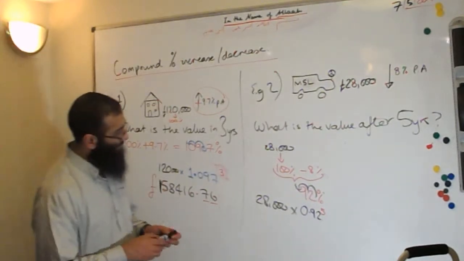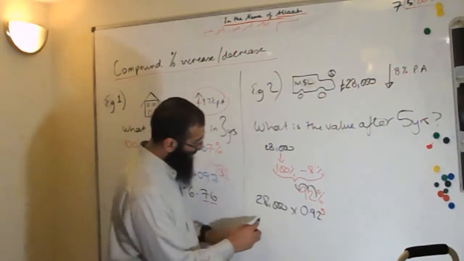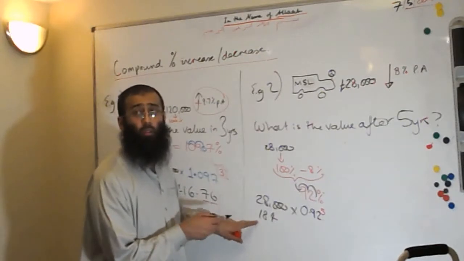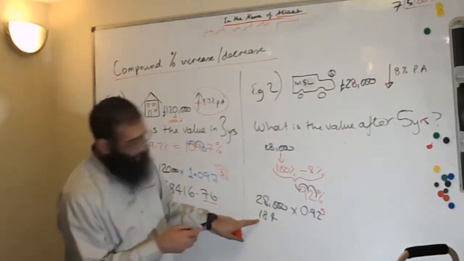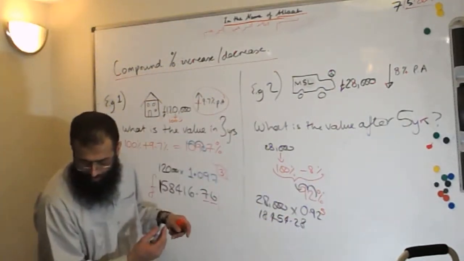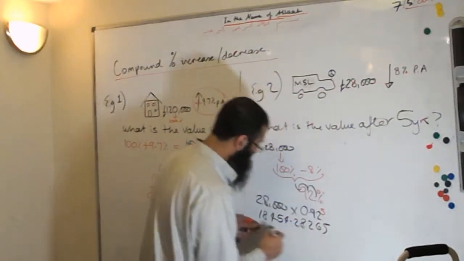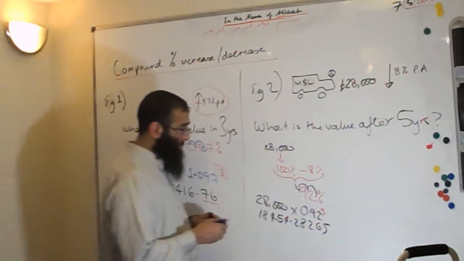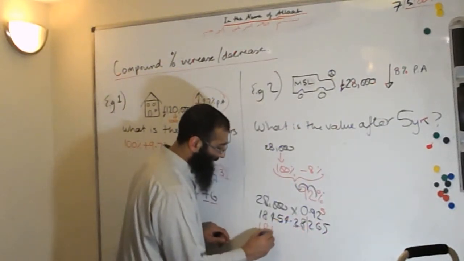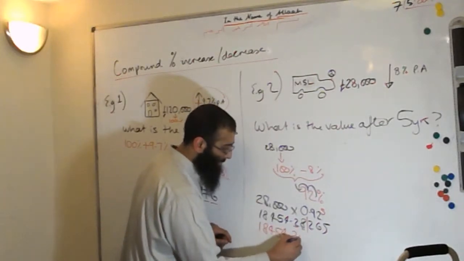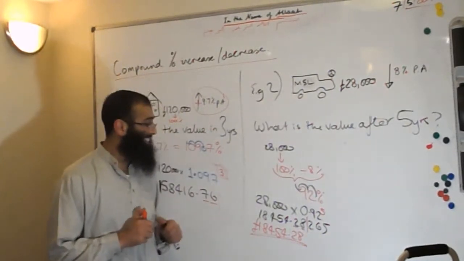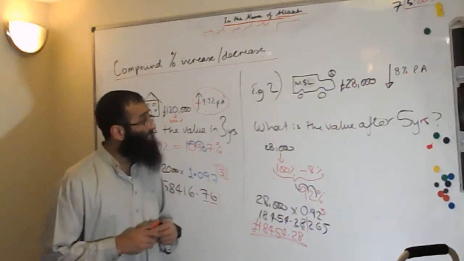Everybody try that as well on the calculator. Check your answer against mine. I'm getting 18,454.28265. So now we need to round this number to two decimal places. The decider is less than 5, so you leave it alone. So my final answer is that after 5 years, the car is still worth £18,454.28.